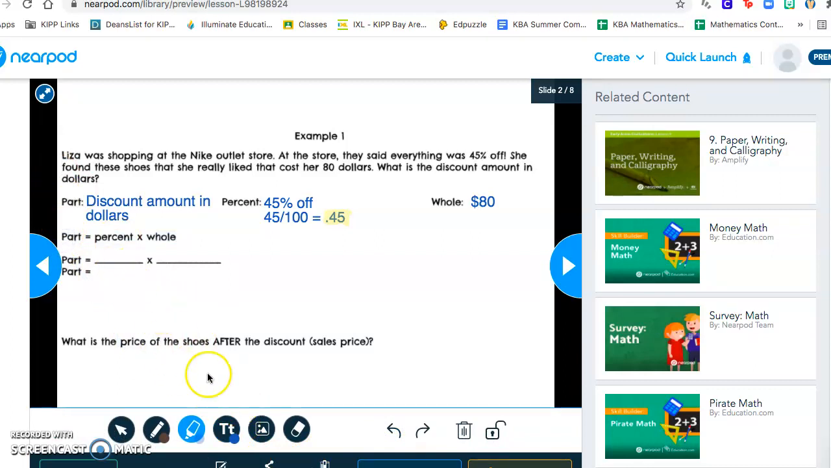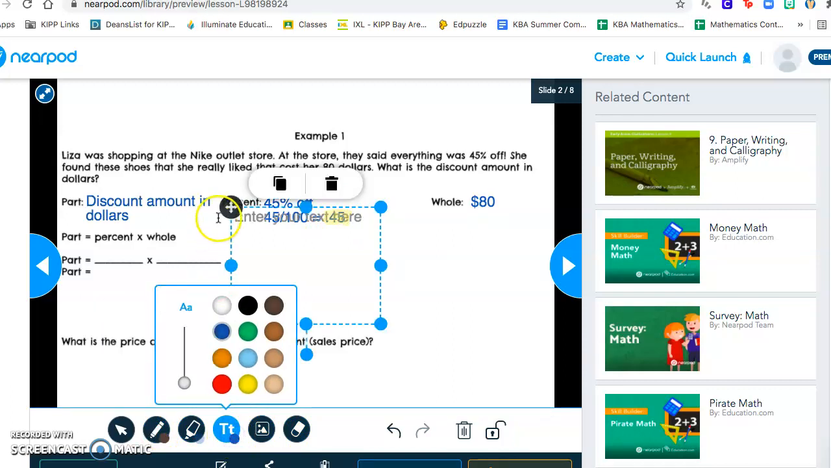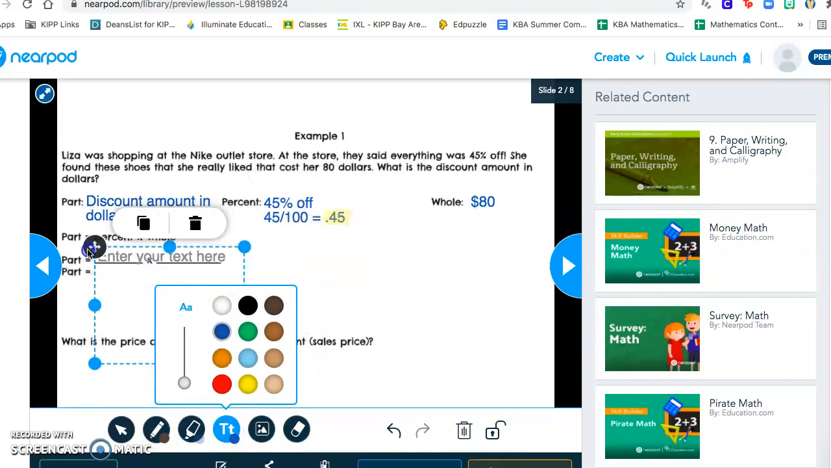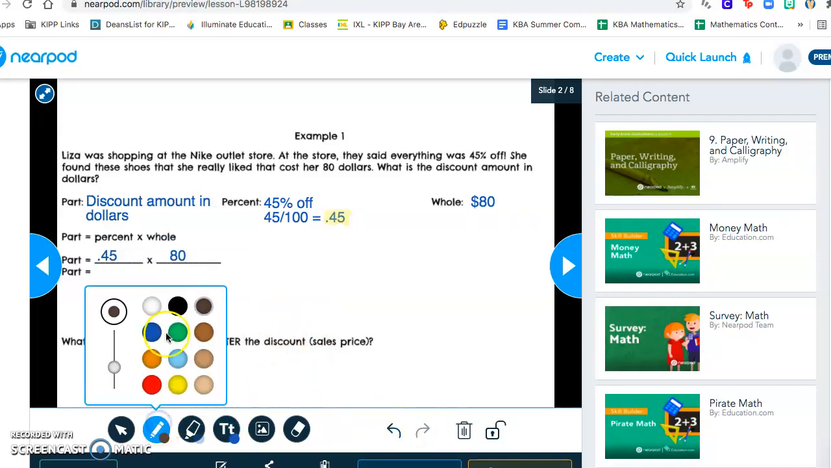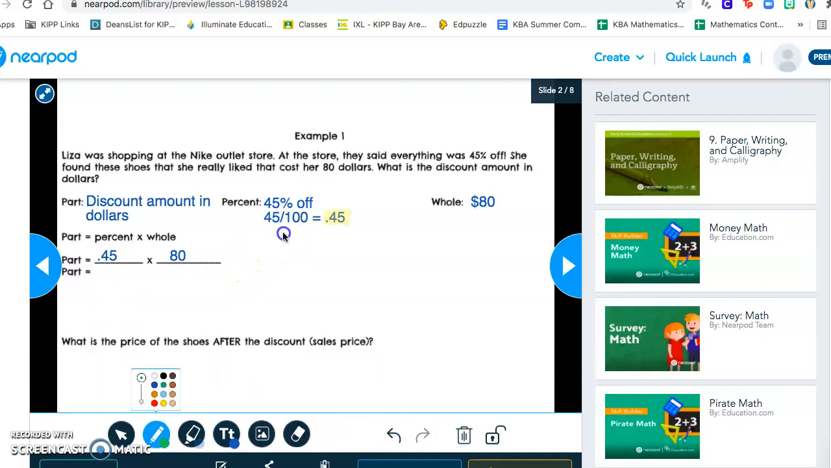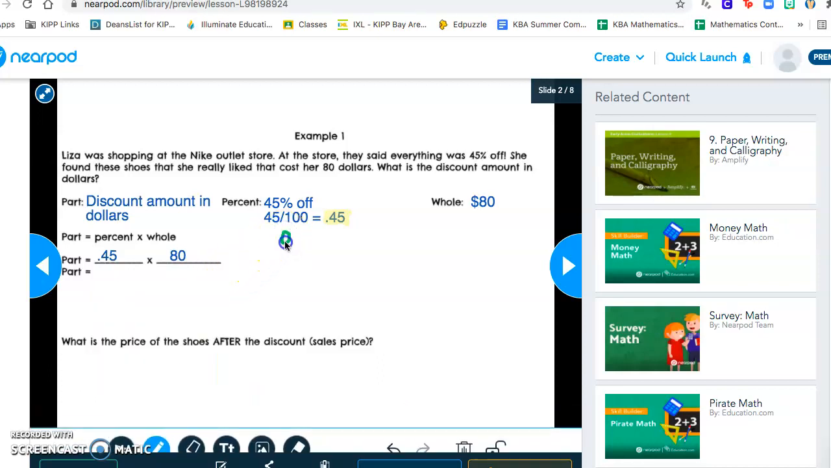Alright, so the part is the percent times the whole. So the percent, we're going to use the decimal, because it's 45%, it's not 45. I'm going to put 0.45 times the whole, and the whole is 80. So I'm going to multiply 45 hundredths with 80. Now let's practice how to do that, since a lot of you were forgetting how to multiply.